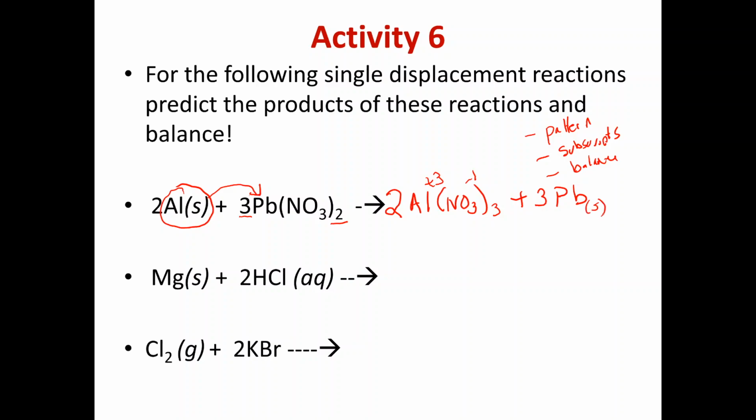There we go. Next one, magnesium is an alkali earth metal. It is in column 2, so it's definitely going to displace the first element in the ionic formula. So we're going to put Mg. Let's go ahead and put the charge in. That's +2. And it's going to go home with chlorine as an ion. That's -1. So we're going to get MgCl2.